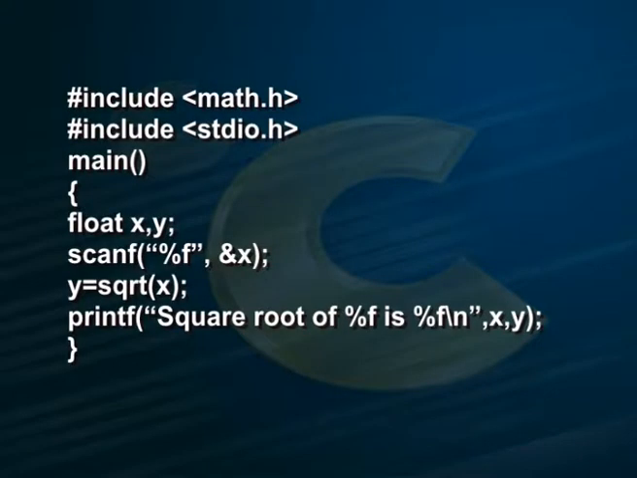Let us now consider an example. #include <math.h> and #include <stdio.h>. Then we start main in curly braces: float x, y; scanf("%f", &x); then y = sqrt(x); printf("square root of %f is %f", x, y); curly brace close.